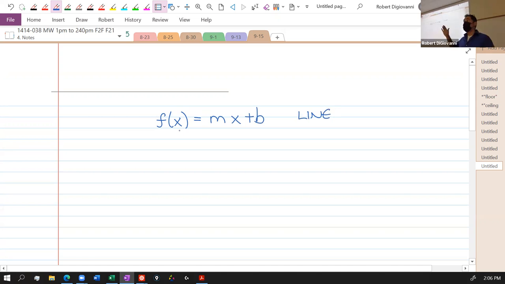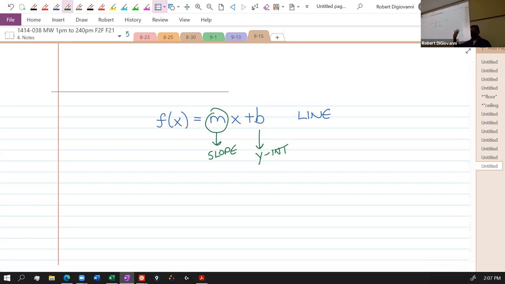You've probably seen it, y equals mx plus b, okay? Yes, does it look familiar? So when we have this, this number here represents the what of the line? Slope, and then the b represents the what? Y-intercept. And once you have a slope and a y-intercept, you can draw the line, right? Okay, good. I'm glad most of you responded to that.